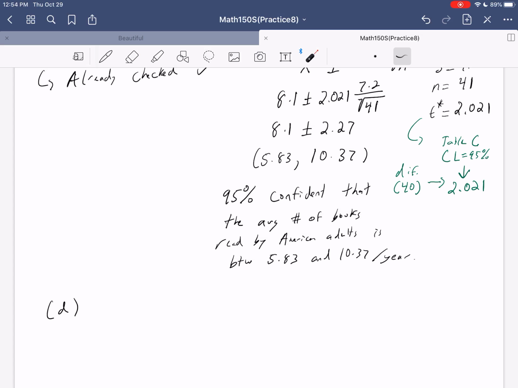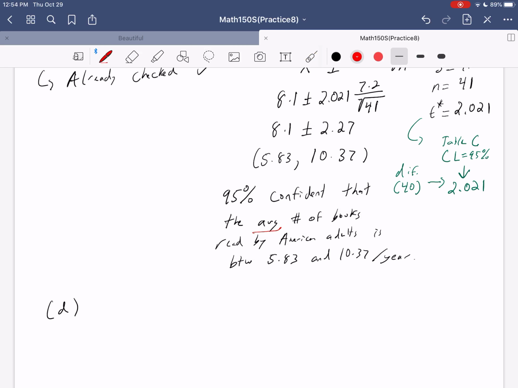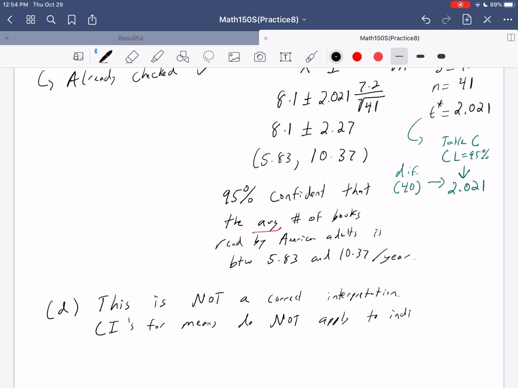And the reason that this interpretation is incorrect is that, remember, and this is why we are so careful about including this word average in here, this confidence interval is about the average. It doesn't apply to individuals. So what we'd say for D is that this is not a correct interpretation. Confidence intervals for means do not apply to individuals.